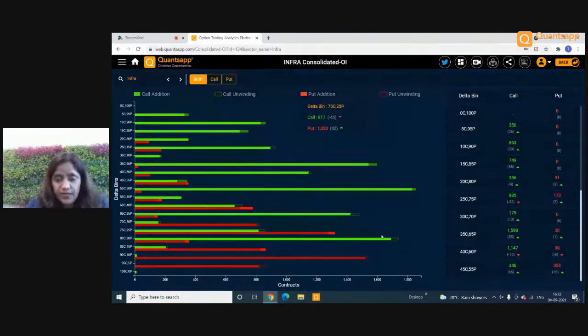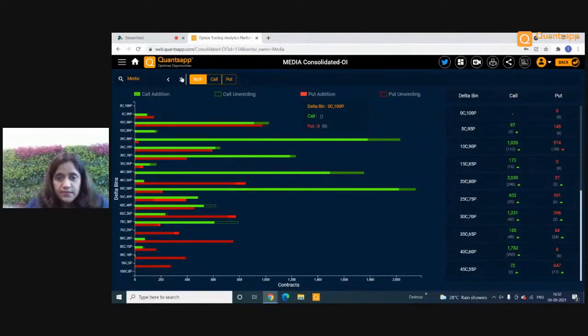Now, in infra, we did see certain action coming up over here. So unless we start seeing a move, this becomes a good hurdle. Even if you look here, the unwinding was not very high. So it could still be range bound. So not a very clean move yet. Media, we have a lot of addition happening on the call side. So the resistances are there.